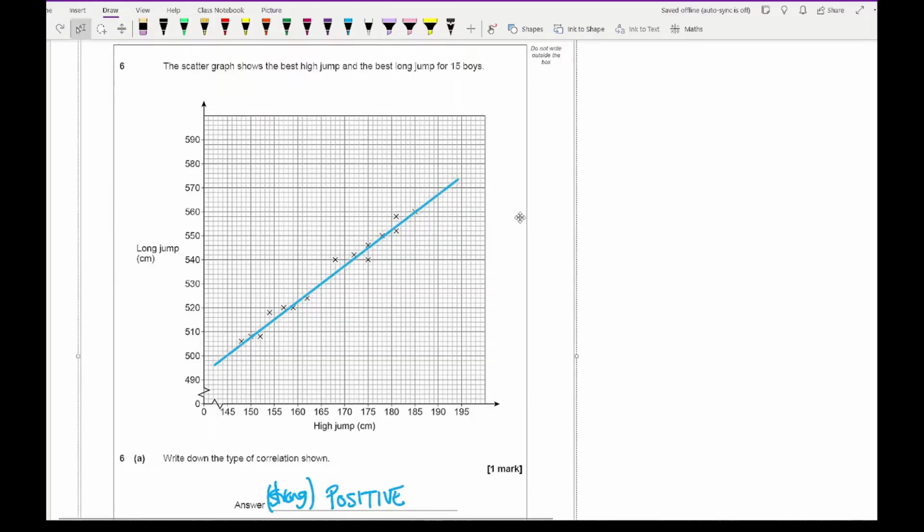Now what you'll find is that there is going to be some form of leeway with regards to this.